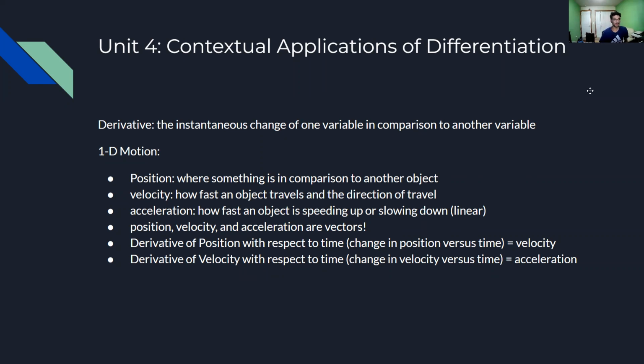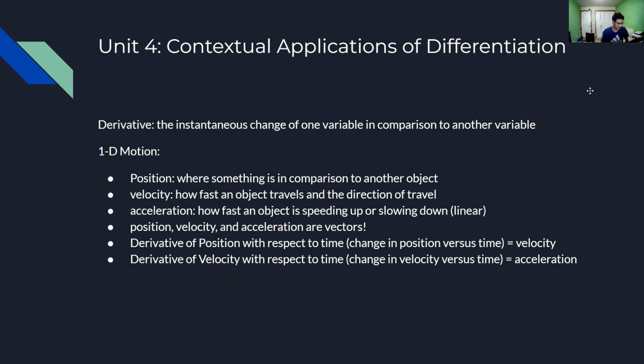And one particular way AP likes to involve applications is 1D motion. There are three things you need to know, and if you've taken physics, then you will know them: position, velocity, and acceleration. Position is where something is in comparison to another object. Let's say I have my phone over here and my water bottle over here, and it's 5 centimeters away. So the water bottle is 5 centimeters away from the phone. That is a position. You're putting something in context of where something is. Velocity is how fast an object travels in the direction of travel.